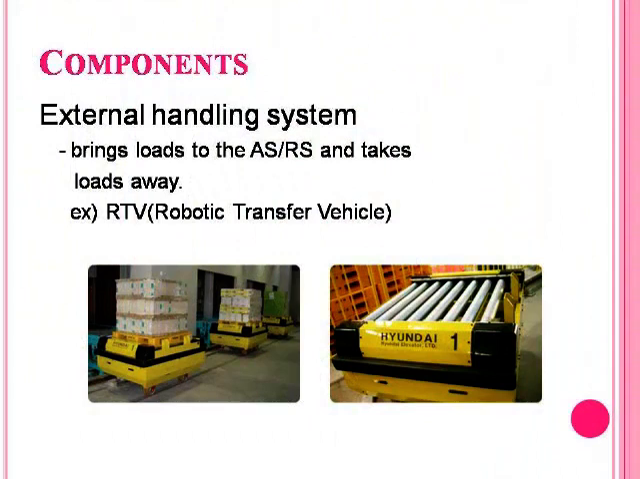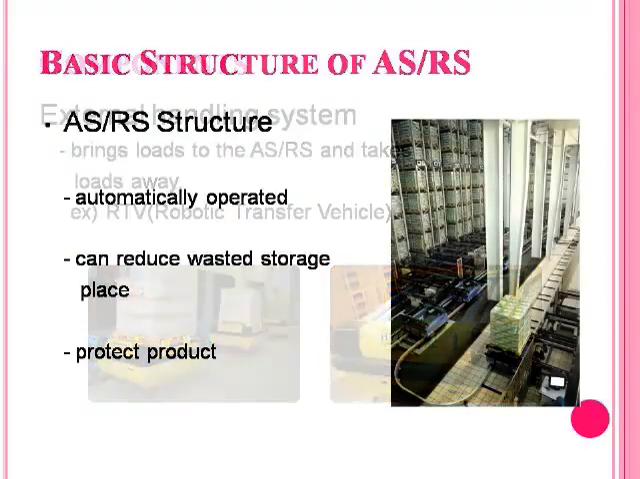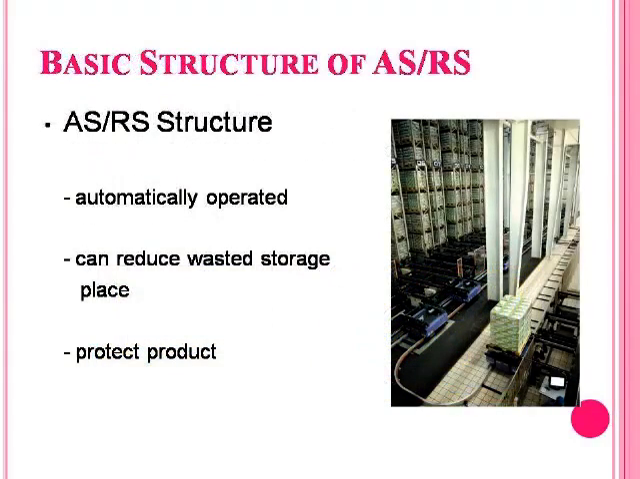The components of ASRS: the external handling system brings loads to the ASRS and takes loads away. You can take it as an AGV or RGV or RTV. AGV, automated guided vehicle, rail guided vehicle, or robot transfer vehicle. There are several kinds of external handling systems with which the ASRS has been integrated. Basic structures of ASRS. You can see in this diagram the structure of an ASRS.